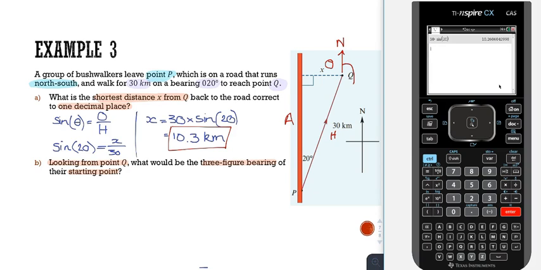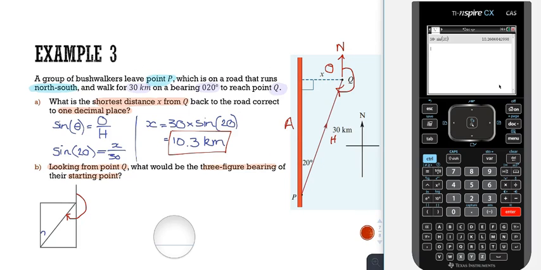Okay. Looking from the point Q, what would be the three-figure bearing of their starting point? So there's a few ways to do this, but in all of them, I would draw in a fake north line. So note this north line that's going in from this point. That's really important because what you should know about a three-figure bearing or a true bearing is that it has to come from that north line. So I'm interested in that angle. I'm going to redraw that diagram.